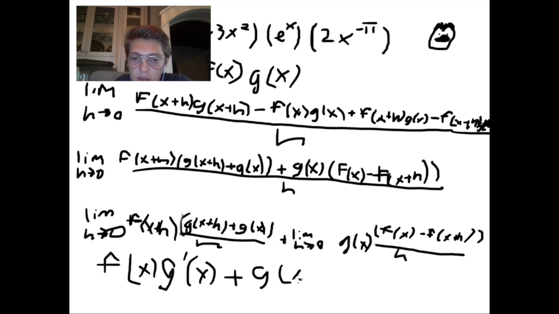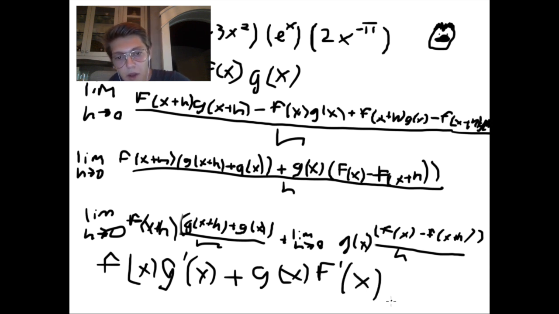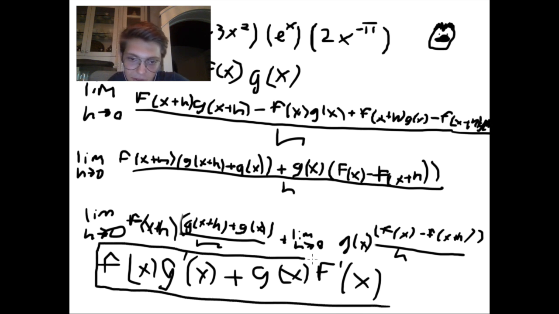So g of x times, what is this? This is our equation of derivative, but instead it's for f of x right here. So now we know that that is f prime of x. And this looks so nice. This is such a nice guy right here. This is actually our final equation for the definition of derivative.